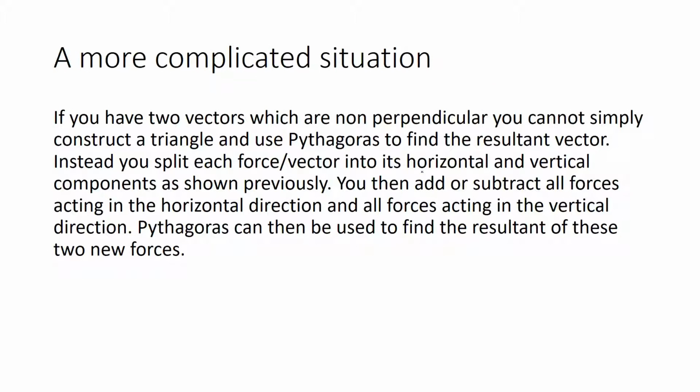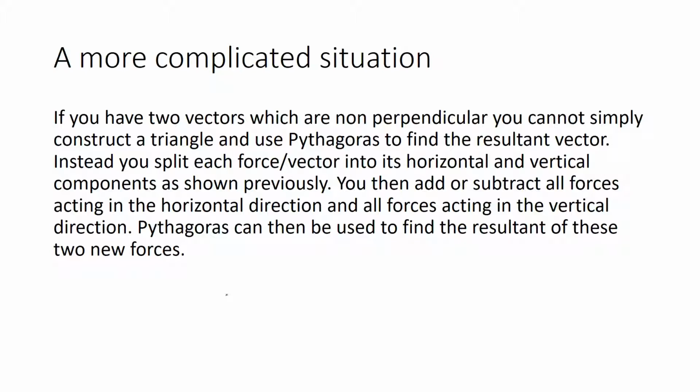So now I'm going to take a more complicated situation. If you have two vectors which are not perpendicular but they both act at angles, or if one of them acts at an angle and one of them is either horizontal or vertical, then you can't just form a vector triangle because you won't have a right angle triangle. It will be an angle. So instead, to find this, you can split each vector into its horizontal and vertical components, and then you add or subtract either in the horizontal direction and the vertical direction, and then you use Pythagoras on the two forces that you get out of this.